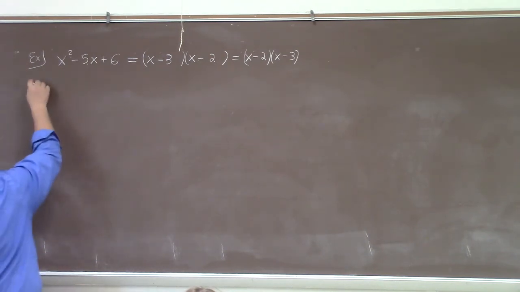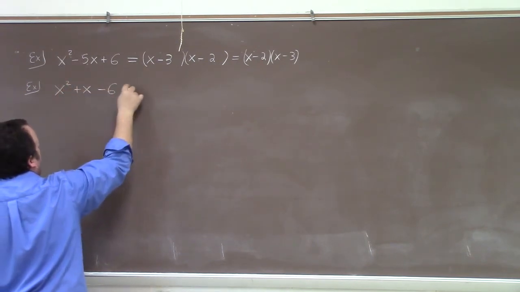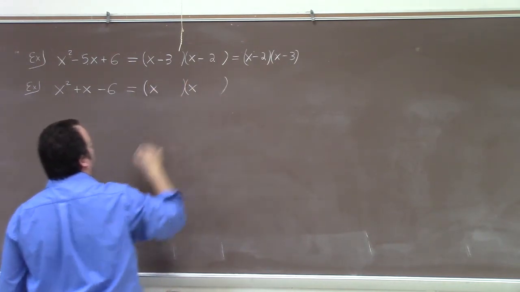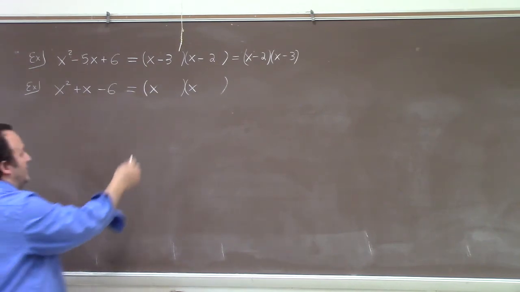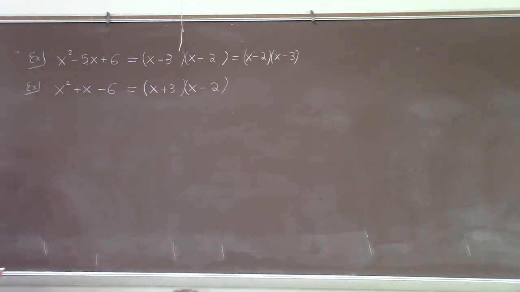How about another one? X squared plus x minus 6. And why did you choose plus 3 and minus 2? Because if you subtract 2 from 3, you get 1. Because the coefficient of x was positive, that means the bigger one of the numbers we're using has to get the plus with it, right?